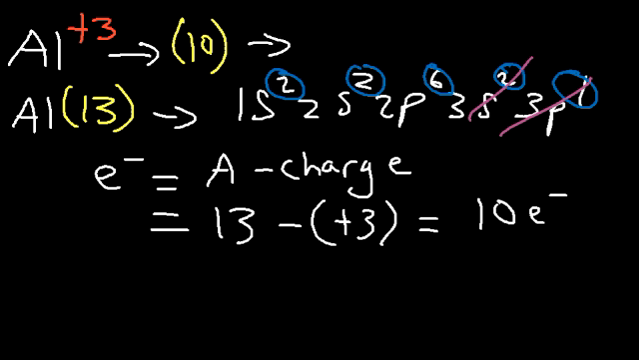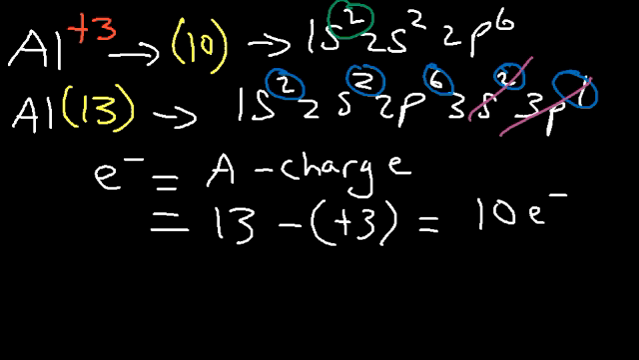So the electron configuration for the aluminum plus 3 cation is 1s2, 2s2, 2p6. Notice that the exponents add up to the total number of electrons in this ion, which is 10.